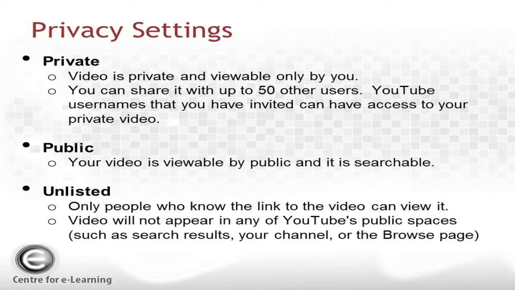Okay, so privacy settings. In YouTube, all the videos come with a privacy setting. So there are 3 privacy settings in YouTube: private, public, and unlisted. For private, it means that the video is only viewable by yourself, the creator, and if you want to share it with someone else, you can share it with up to 50 other YouTube users. They have to be YouTube users, and they have to log in to YouTube in order to watch this video.